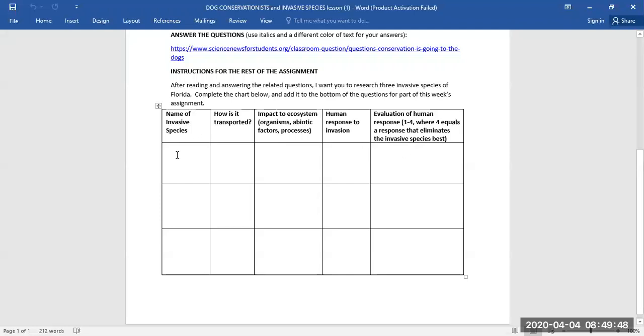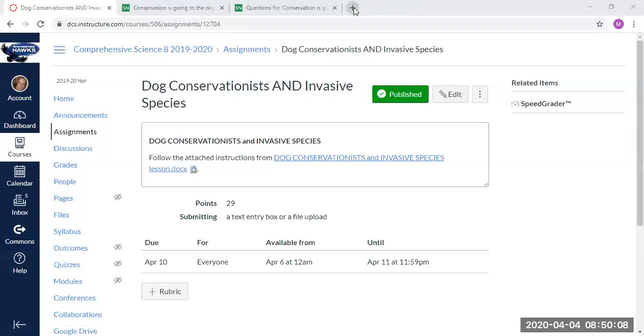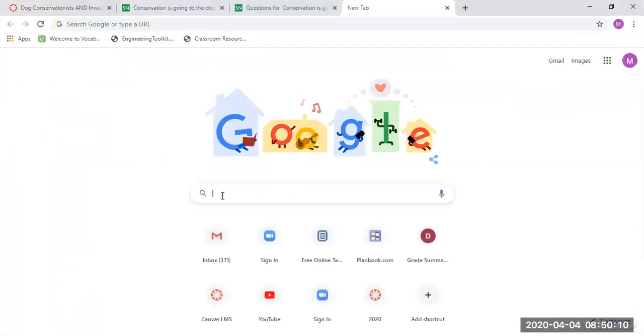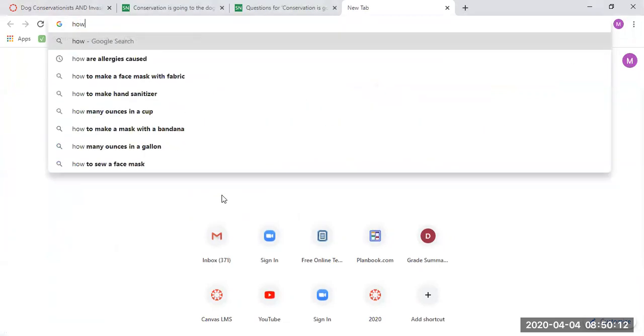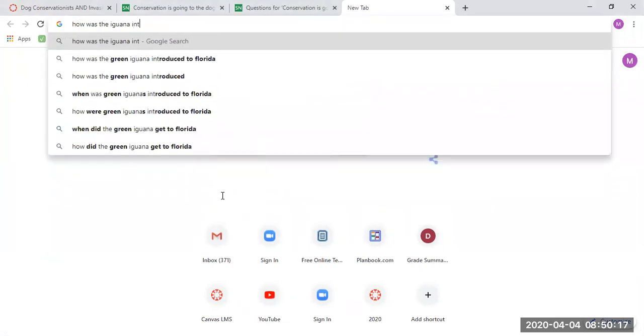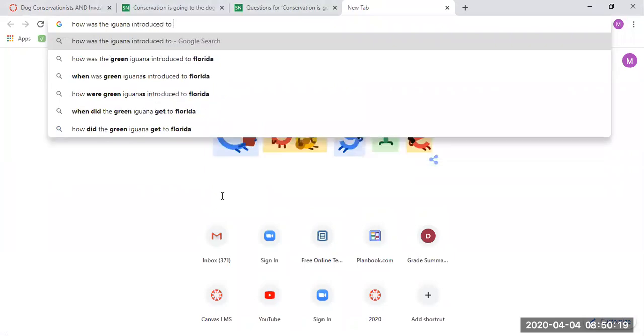So what I would do first is I just write the name of the species here. Remember, you don't get to do the iguana because I'm doing the iguana. And then I'm going to look up how it is transported. So let me get back onto the internet here. And this is what I expect you to do. You're just going to look up this information. How was the iguana introduced to Florida?